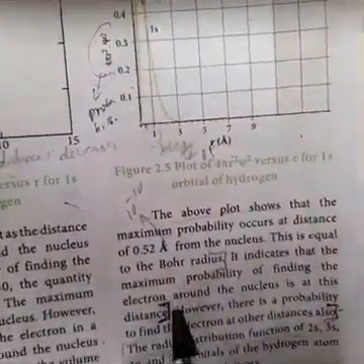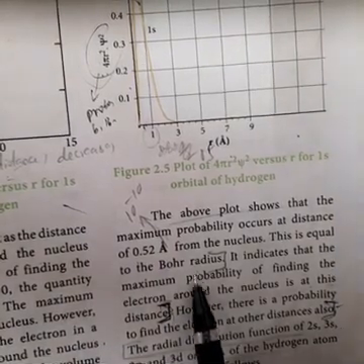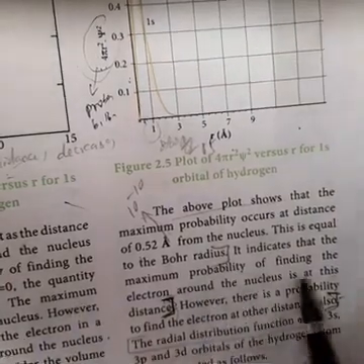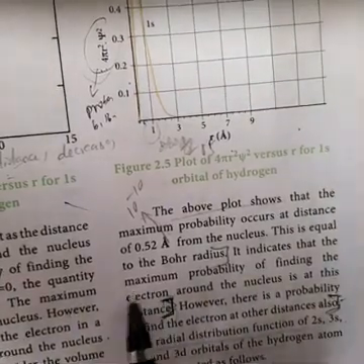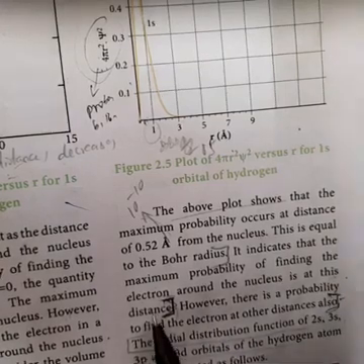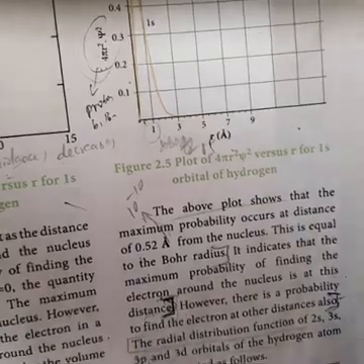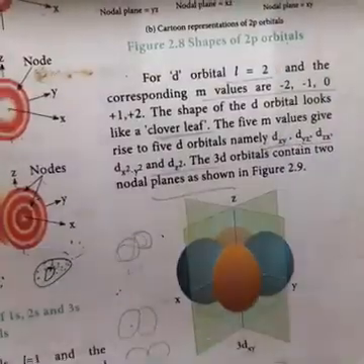This value is equal to the Bohr radius. Bohr already described this distance, and it indicates that the maximum probability of finding the electron around the nucleus is at this distance. Up to here you mark. After that, this graph also you mark.